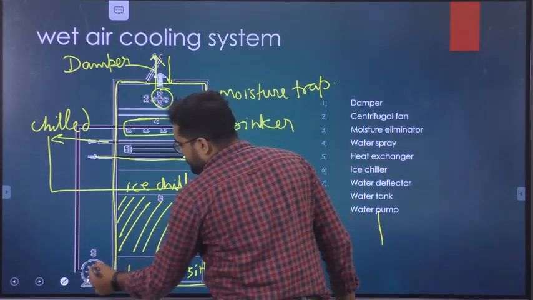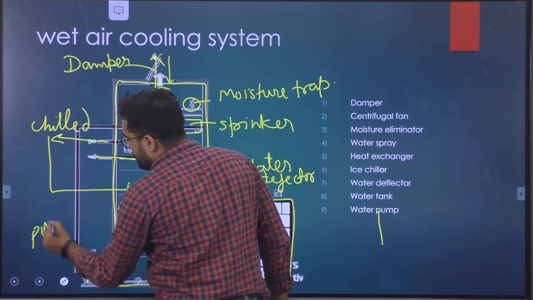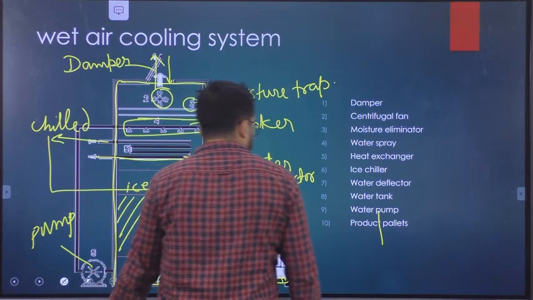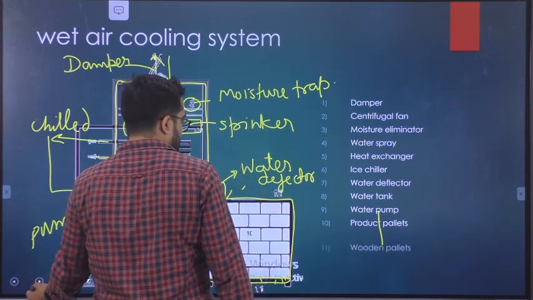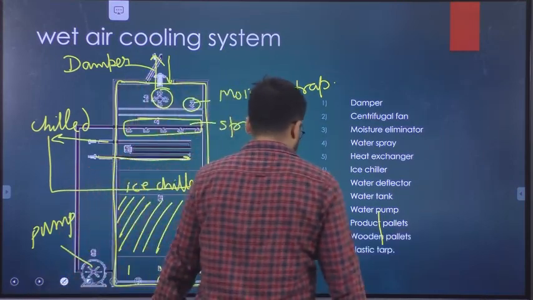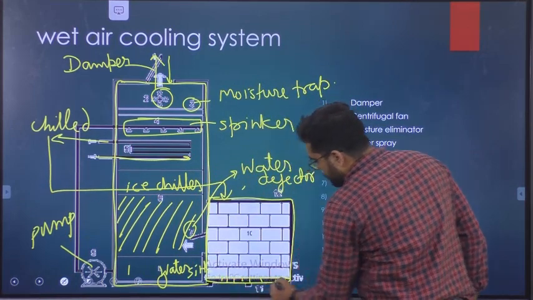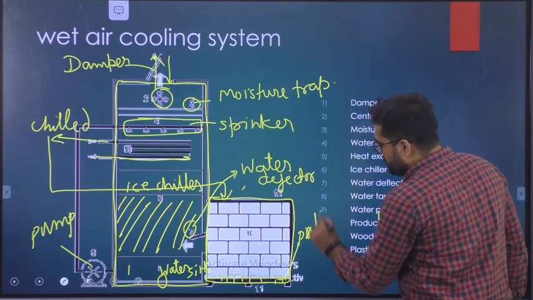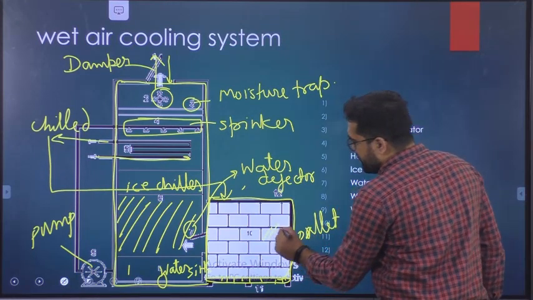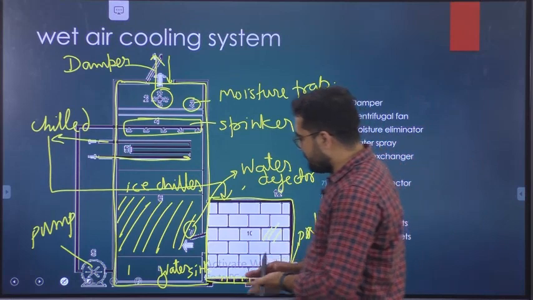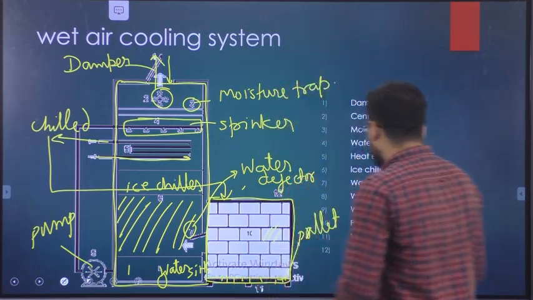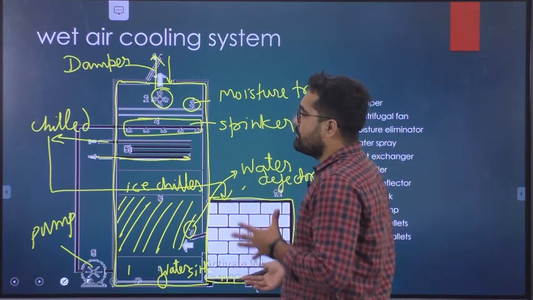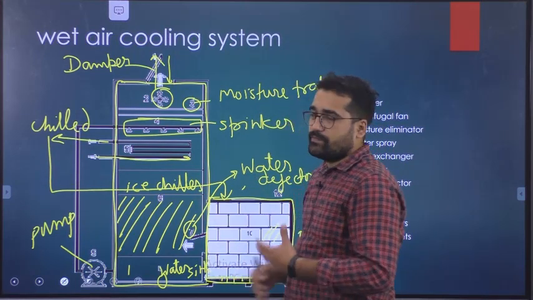After the water tank, this is the pump we use to sprinkle the water over the heat exchanger. And then these are the product pellets and the wooden plates. So these are the wooden plates on which our product is stacked, and our product is kept inside the pellets only. So this is our system for wet air cooling. Okay, for wet pre-cooling, this will be our system.